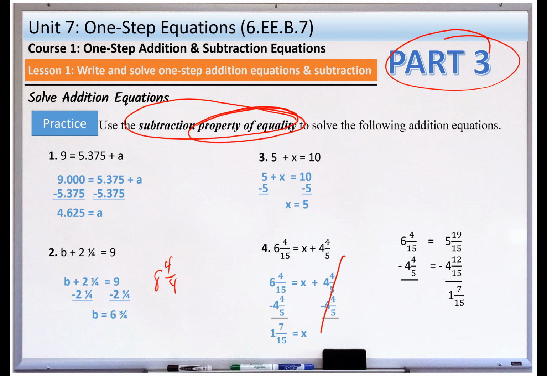I have 6 and 4/15 minus 4 and 4/5. I need to find a common denominator, which is going to be 15. So this becomes times 3. That gives me my 12/15. Now, I had 6 and 4/15, which was not enough 15ths to subtract 12. So I had to regroup. That became 5 plus 15, which gave me 19/15. 19 minus 12 is 7. Hope you remember that.